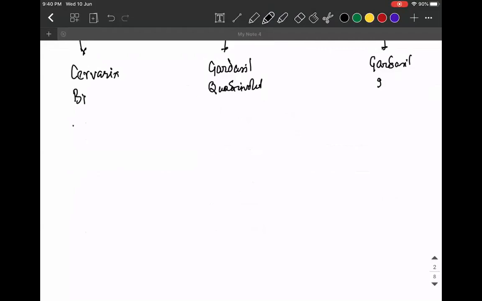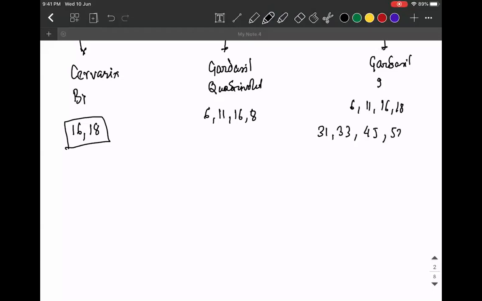Cervarix has just 16 and 18, the main virus strains responsible for cervical cancer. They take just those and make Cervarix. For Gardasil, they use 4 strains: 6, 11, 16, and 18. For Gardasil 9, they use 6, 11, 16, 18, along with 31, 33, 45, 52, and 58. All right.